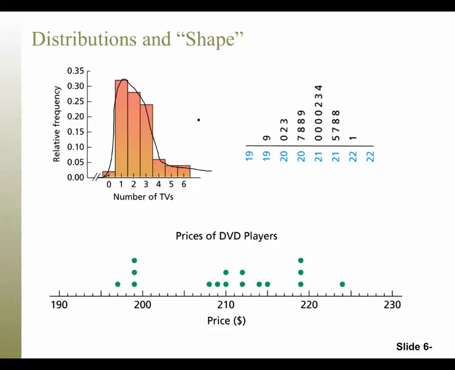we end up with curves. So we get a curve that's mapping out the frequency of the different values of the variable. So most people have 1 or 2 TVs in their house. So that's where the curve is the highest. And not very many people have 6, 7, 8 TVs in their house. So the curve is lower there. Okay?